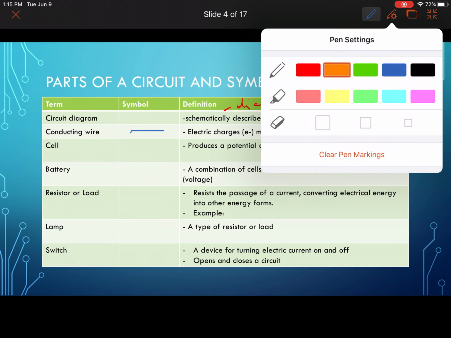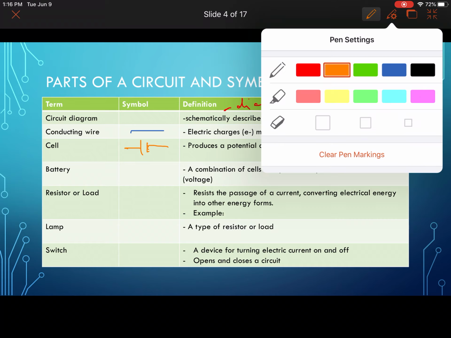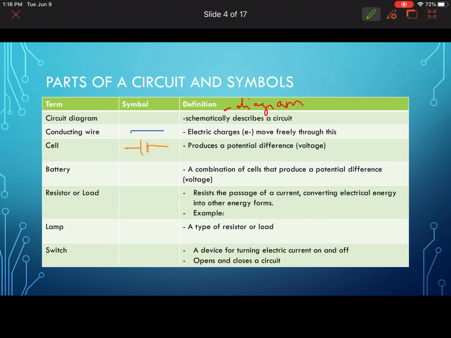A cell is where the energy comes from, so it produces a potential difference, a voltage. This is what's going to cause the electricity to flow. So you're going to have a wire, then a tall part, and then a short part, and then the rest of the wire. That is what's known as a cell. One end of that is positive and one is negative. The positive end is this end here, and this is the negative end. The shorter bar is the negative end of a cell.